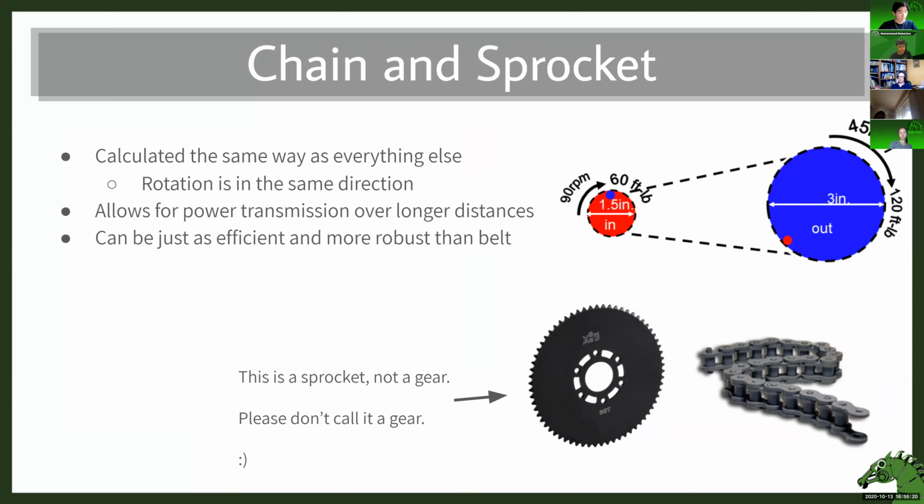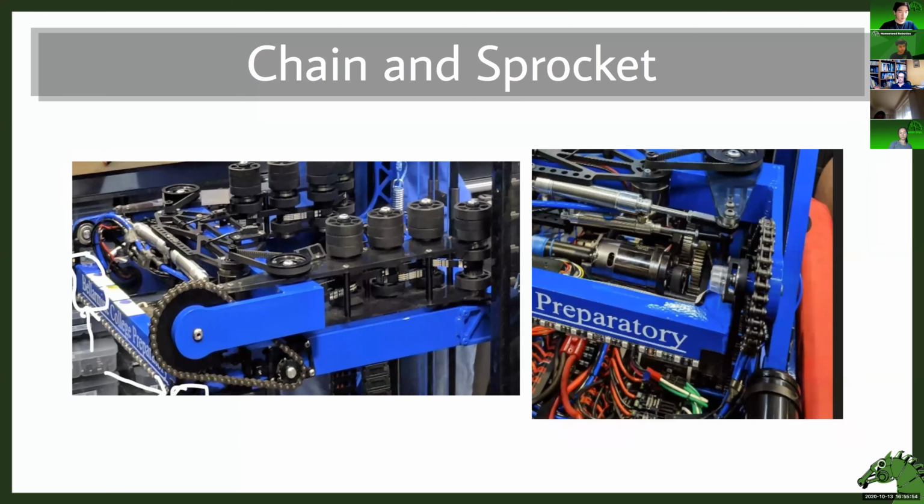But it can be just as efficient and even more robust than a belt. And then I'll explain a little more in the next slide. But basically, it has this profile here that's, I guess, the negative of this chain. And this chain and the grooves in the sprocket here allow torque to be transmitted. And this is a sprocket, not a gear. A lot of times this is called the gear, but you use a chain to transmit the power, not the teeth itself.